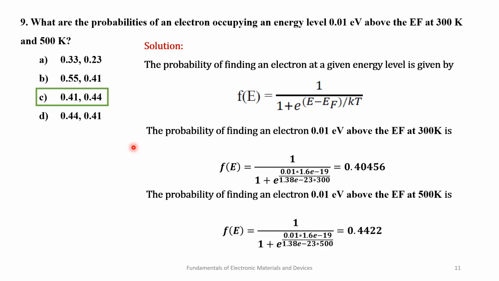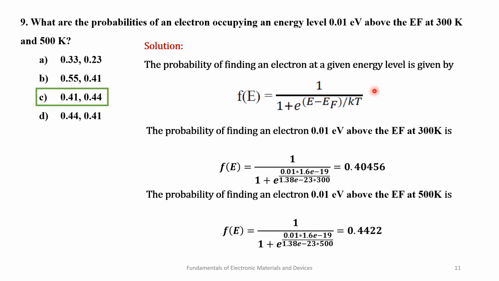So your answer will be, since we don't have exact values, we'll take the nearest values. In the second case it's 0.44. And one more thing, if you note C and D, one thing you can mess up is that it's basically the same value, but the order in which they are asked is different. So for 300 we got 0.41 and for 500 we got 0.44.